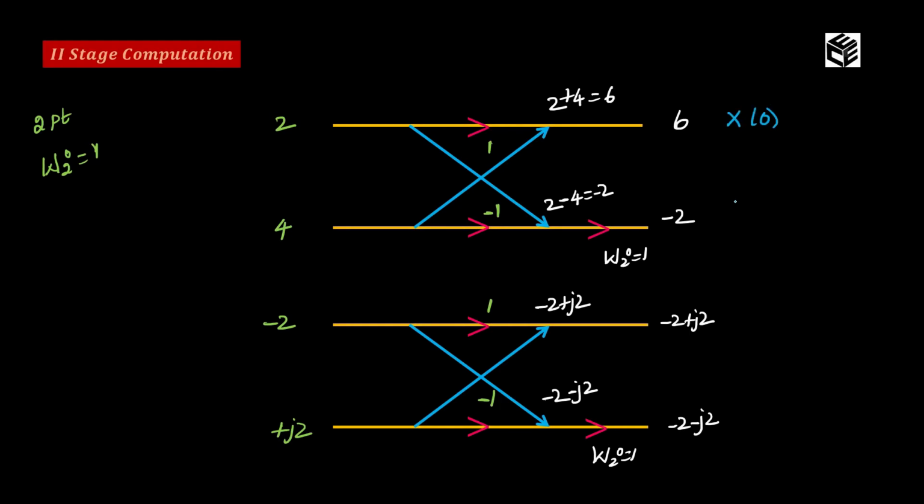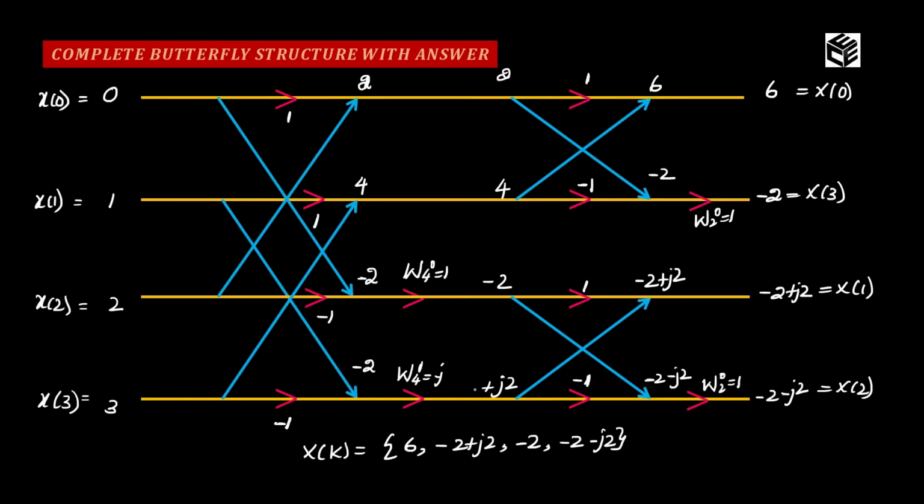So this is x of 0, this is x of 2, this is x of 1 and this is x of 3. Okay. So as a whole, I can represent the output as this. So my sequence will be x of 0, the value is 6.